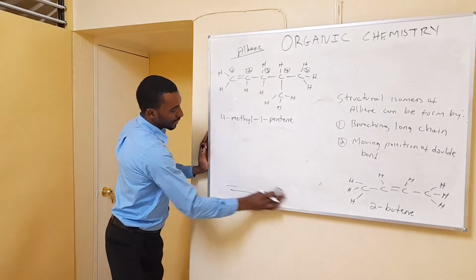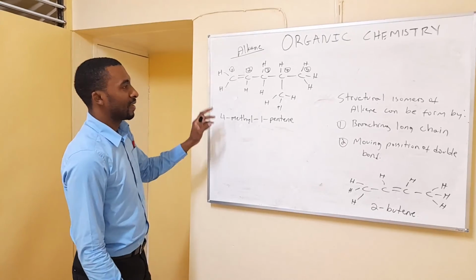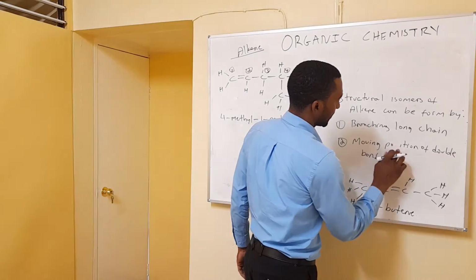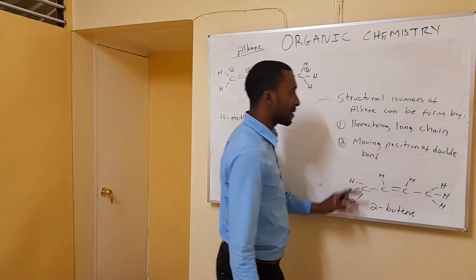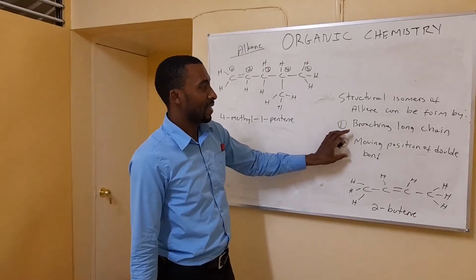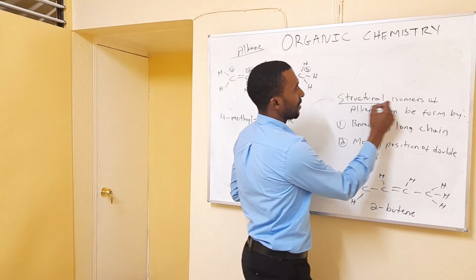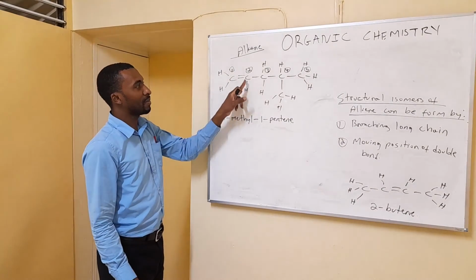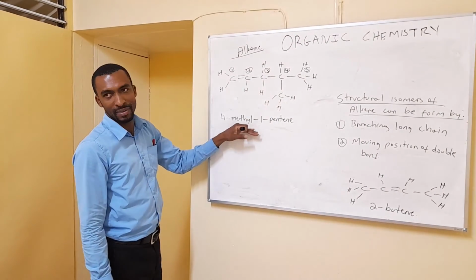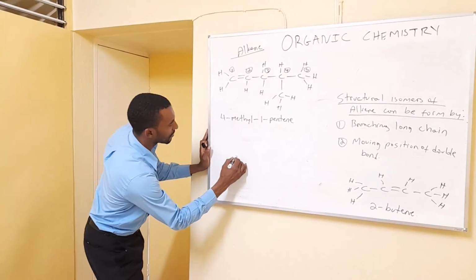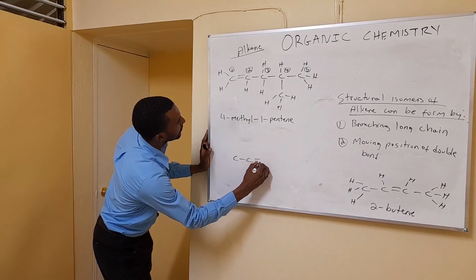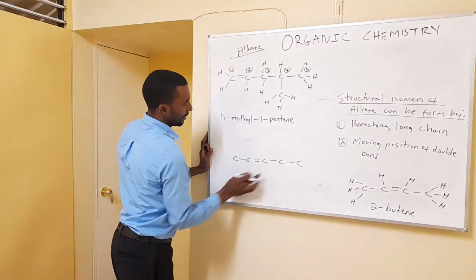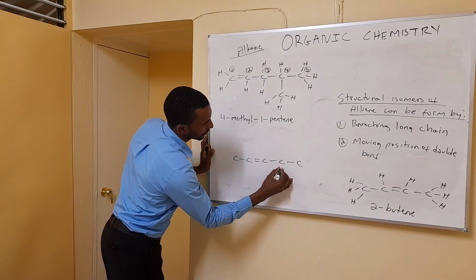So if I want to make things more complex, moving the position, put 2s in. The position of the double bond is a means of making a structural isomer, right? I can put the double bond here to form another isomer of this. So one isomer of this compound is: carbon 1, 2, 3, 4, 5.